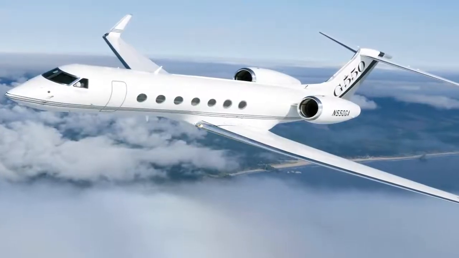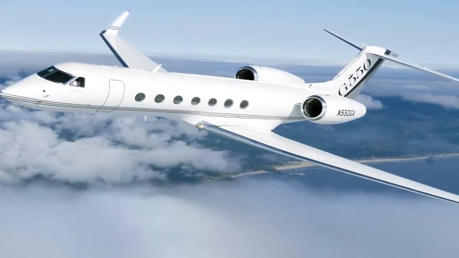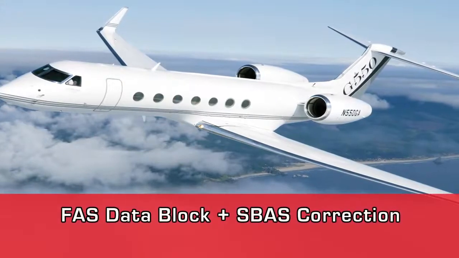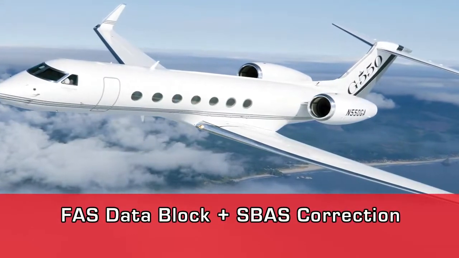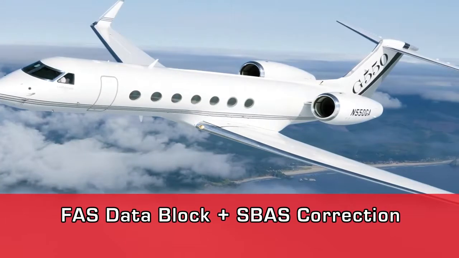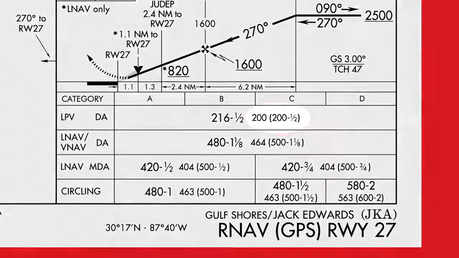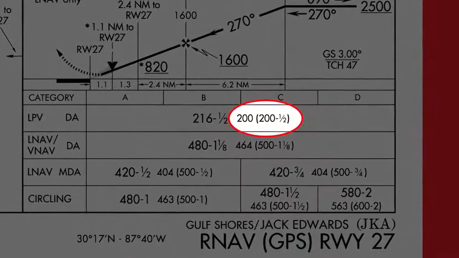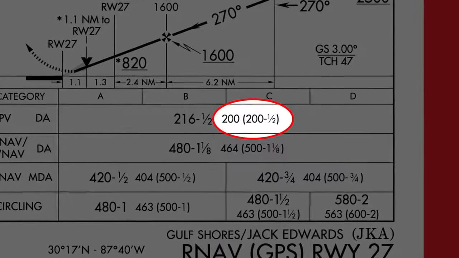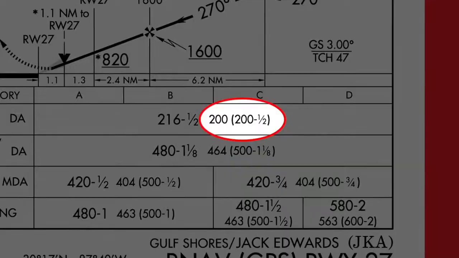An RNAV approach with LPV minimums combines information from the FAS data block with highly accurate SBAS correction signals to produce an approach that closely mimics an ILS. This increased accuracy allows LPV approach minimums to be as low as 200 feet and 1/2 mile visibility.